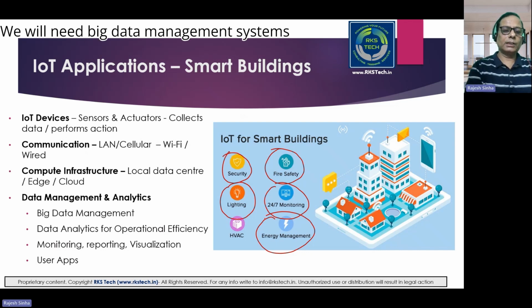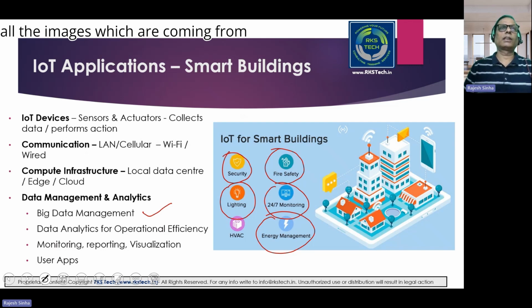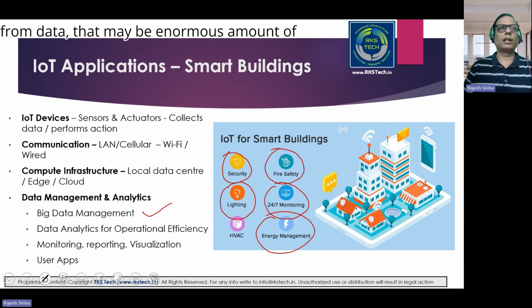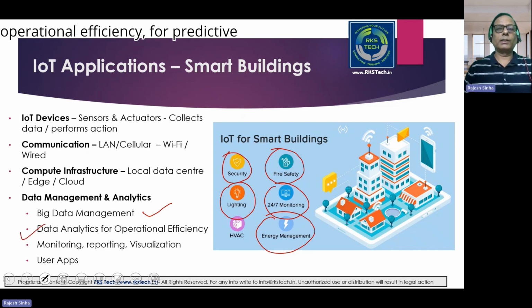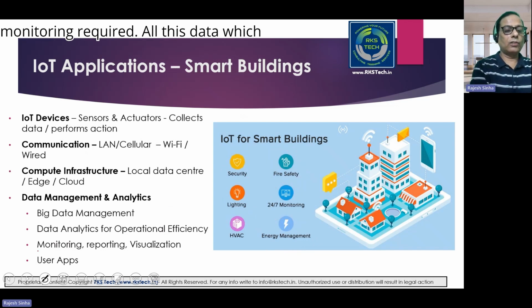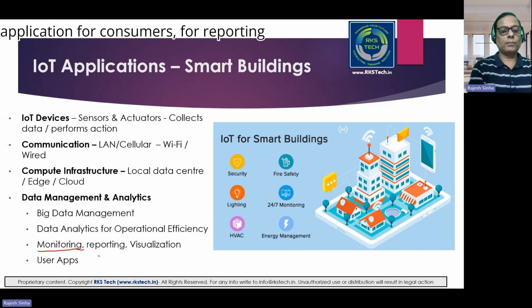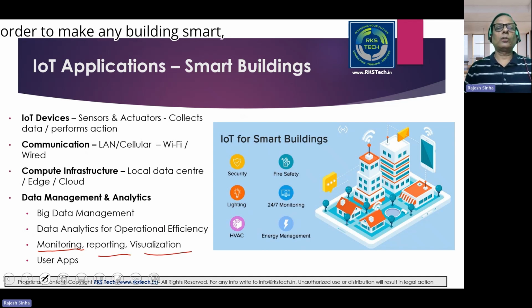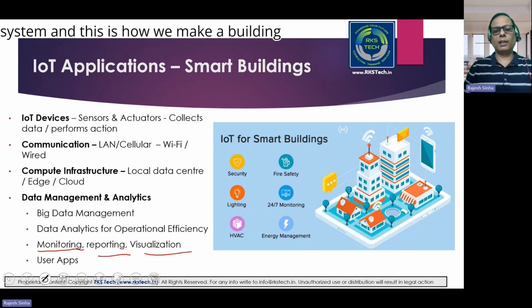So we will need big data management systems because there could be volumes and volumes of data coming. For example, if you have a building premises where there could be hundreds of cameras, and all the images and videos which are coming from cameras, that may be an enormous amount of data. This data needs to be analyzed for operational efficiency, for predictive maintenance, and then there could be real-time monitoring required. And then you will need applications for consumers, for reporting purpose, for visualization purpose. So in order to make any building smart, there are various components of an IoT based system, and this is how we make a building smart.